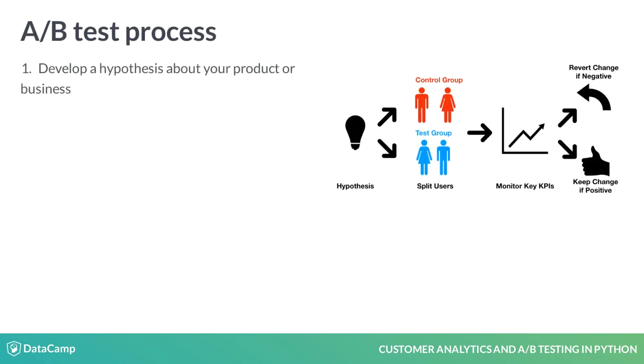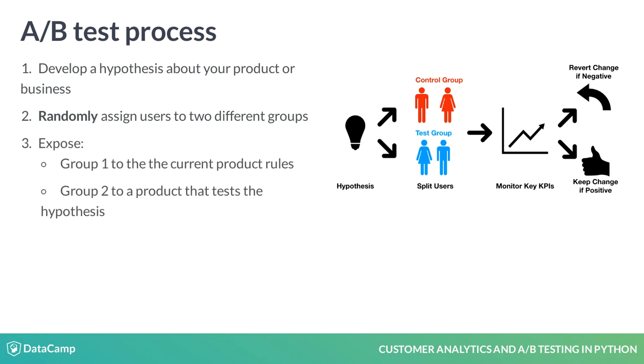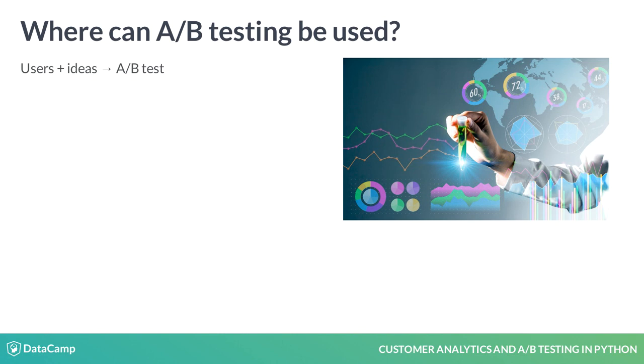Simply speaking, A/B testing works by exposing a unique randomly assigned group of users to each of the ideas you want to test. Then you can observe these users, and by measuring how they behave, untangle the impact of each of your ideas and ultimately determine which is best. If you have users and ideas, then chances are you can run an A/B test.